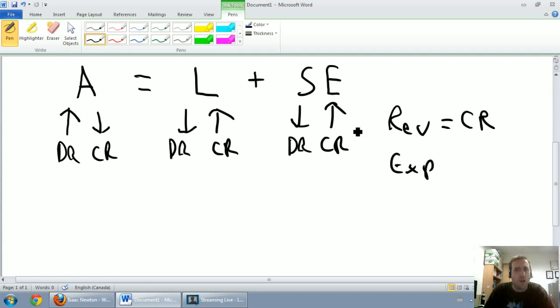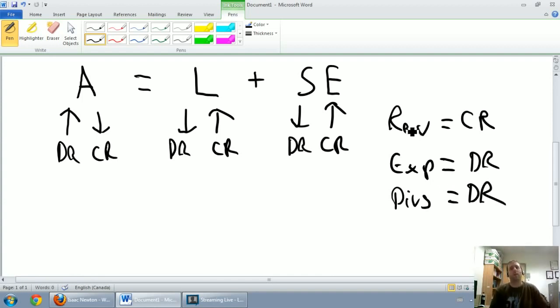Similarly, expenses always hurt shareholders' equity. Shareholders' equity always goes down when there's an expense. So expenses are generally debits. In a similar vein, dividends, that's short for divs, make shareholders' equity go down. Always, dividends always take a debit. So these are the rules of debits and credits, but let's see how they apply.